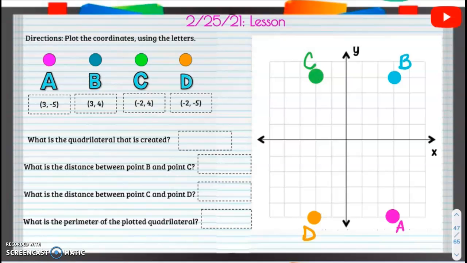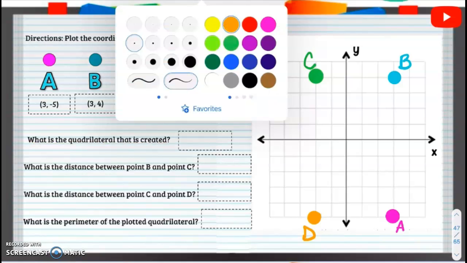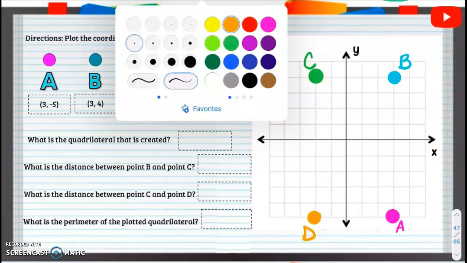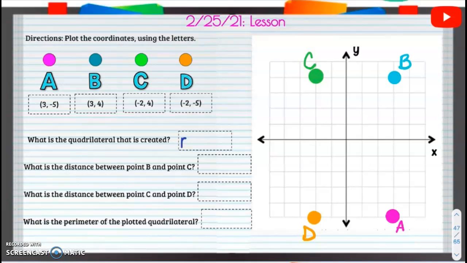First of all, what is the quadrilateral that is created? A quadrilateral is the shape. So what shape did we create? Not a square, but a rectangle. So what you're going to type in there is rectangle: R-E-C-T-A-N-G-L-E.